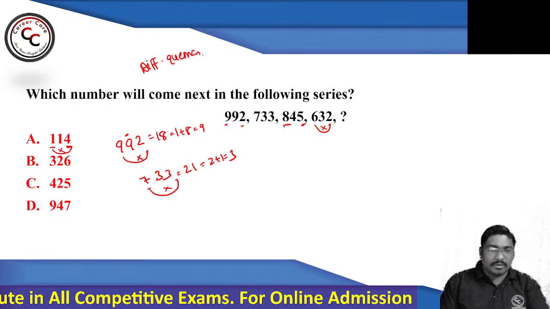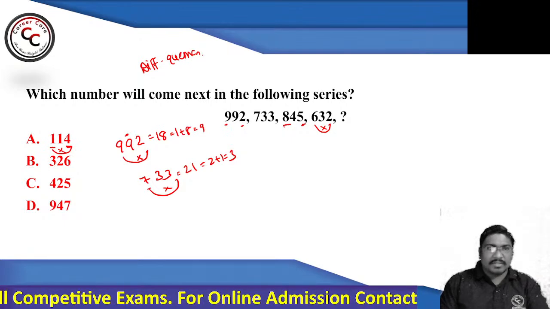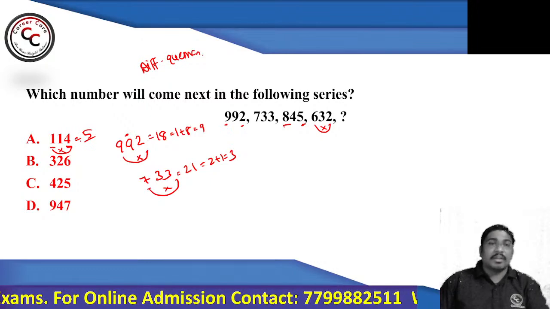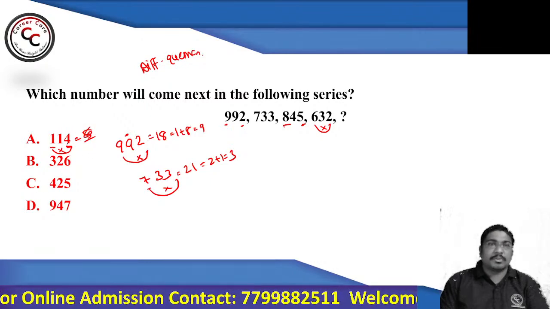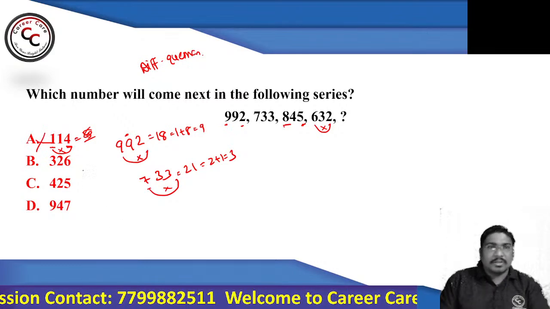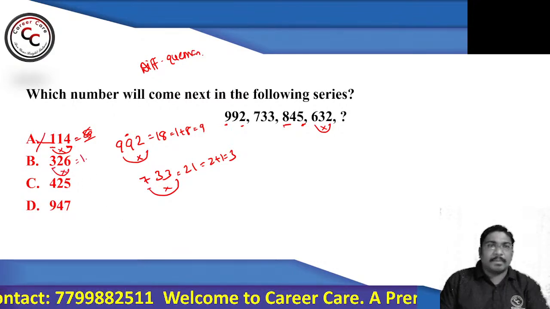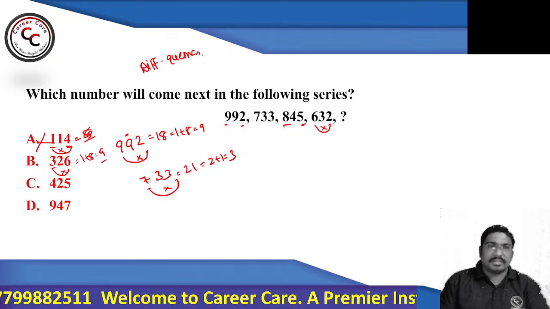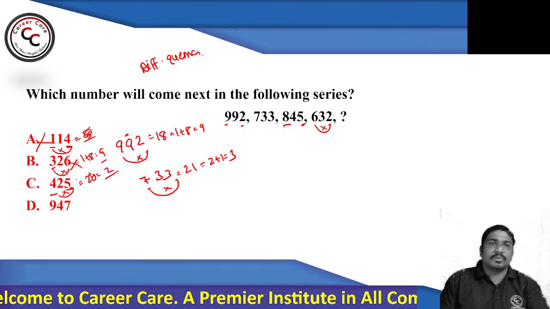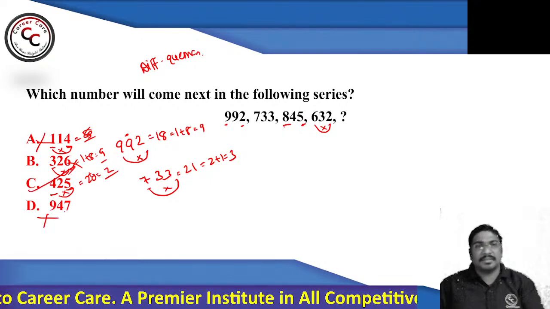1 into 4, 4 ones are 4, 4 plus 1 is equal to 5. Sorry, 1 4s are 4. The middle number should be 4, but here you have got 1. No chance. So 3 6s are 18, 1 plus 8 is 9. No chance. 4 5s are 20, 2 plus 0 is equal to 2. So you can go for option number C.